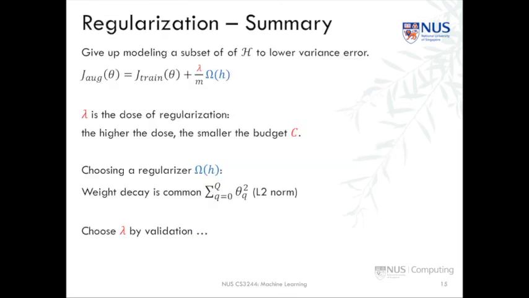In summary, we've looked at regularization. The idea, as we talked about on the last slide, is to give up modeling a particular subset of H to lower the variance error. We're going to do that by adding this augmented term, for which we have a tuning parameter, lambda, which we have chosen in such a way to be nicely proportional so that the math works out appropriately.